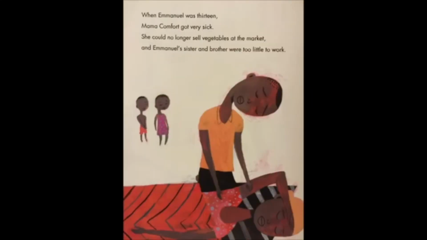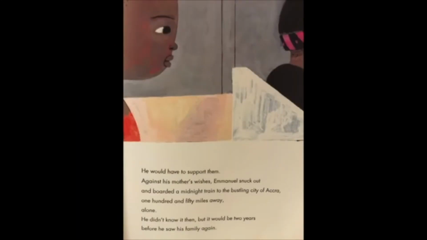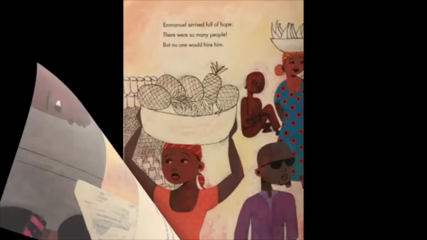When Emmanuel was 13, Mama Comfort got very sick. She could no longer sell vegetables at the market, and Emmanuel's sister and brother were too little to work. He would have to support them. Against his mother's wishes, Emmanuel snuck out and boarded a midnight train to the bustling city of Accra, 150 miles away, alone. He didn't know it then, but it would be 2 years before he saw his family again.